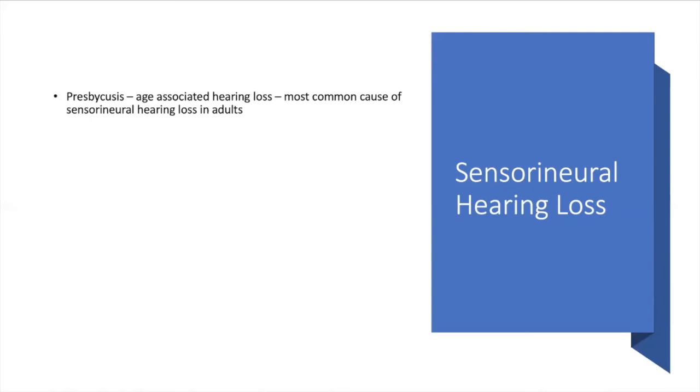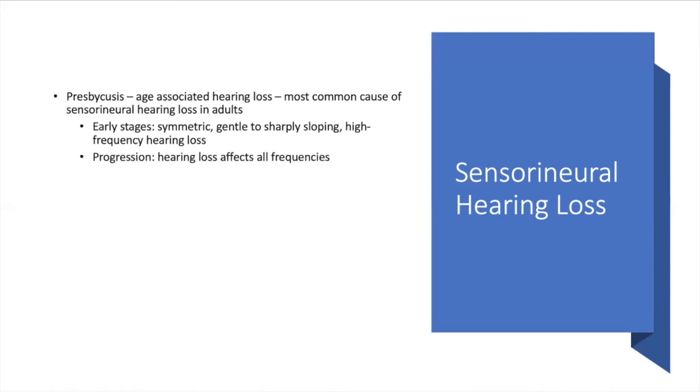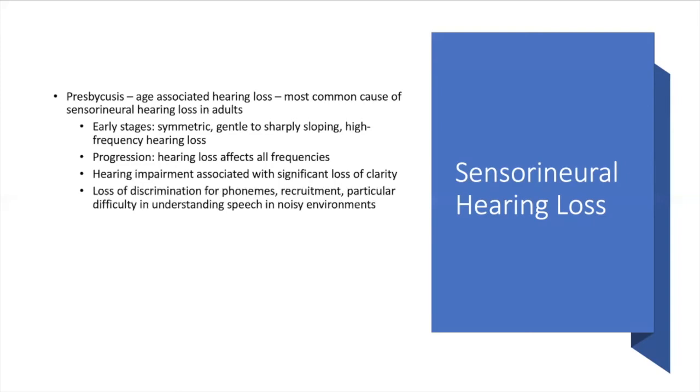Presbycusis is the most common cause of sensorineural hearing loss in adults. In the early stages, it is characterized by symmetric, gentle to sharply sloping high-frequency hearing loss. With progression, the hearing loss involves all frequencies. More importantly, the hearing impairment is associated with significant loss in clarity. There is a loss of discrimination of phonemes, recruitment, and particular difficulty in understanding speech in noisy environments, such as at restaurants and social events.